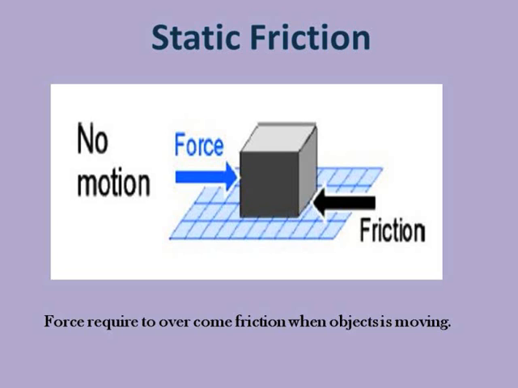An object has to overcome the static friction in order to start its movement. So we can define static friction as the force required to overcome friction at the instant an object starts moving from rest is a measure of static friction.